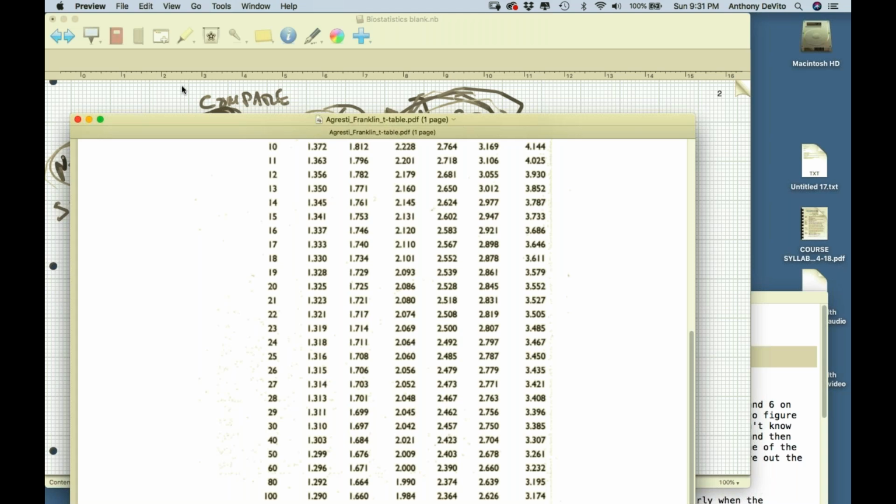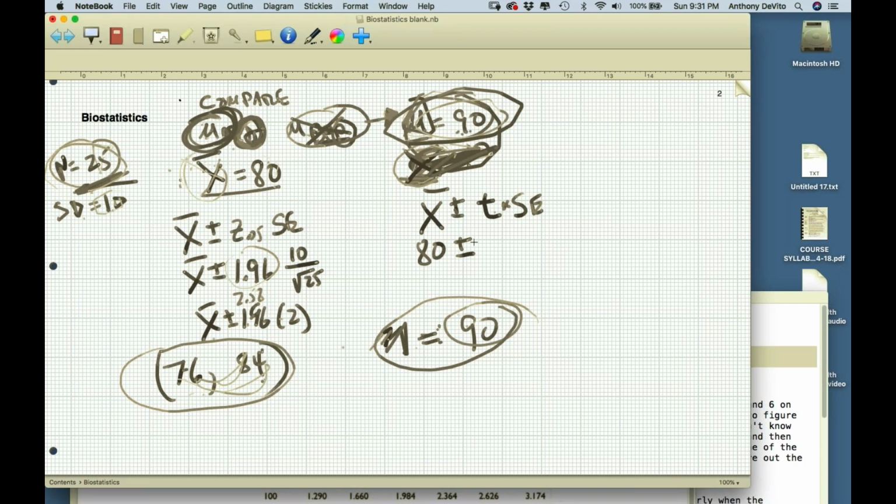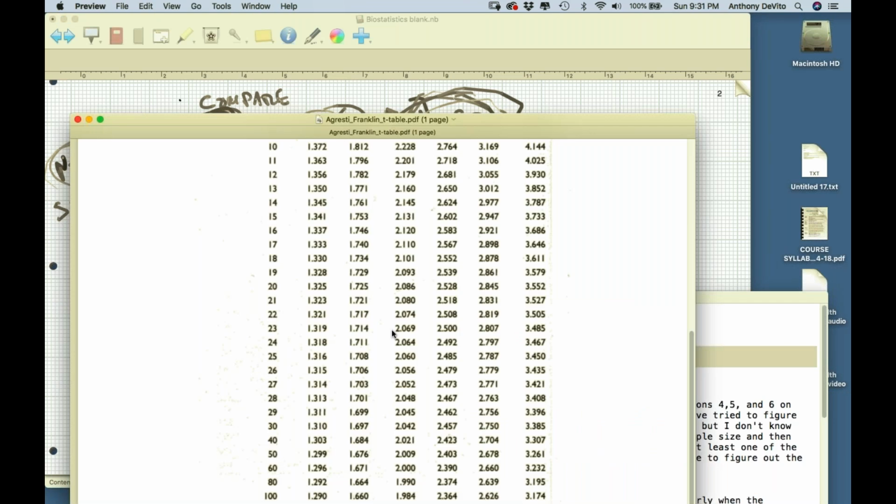2.064. So I'm going to go back here. You saw how I got that, right? Sample size of 24, the 95% confidence interval column, 2.064. So this is going to be 2.064. Did I pick the wrong one? Let me go back.